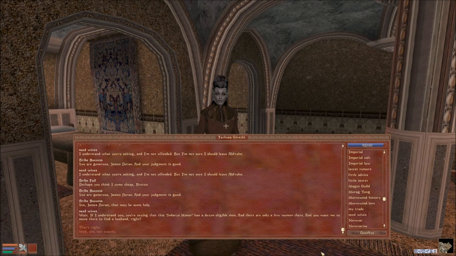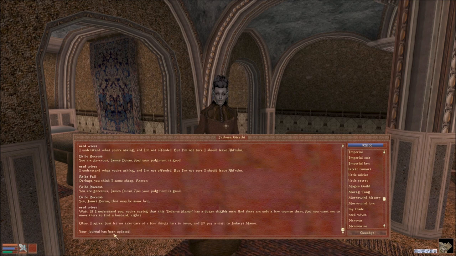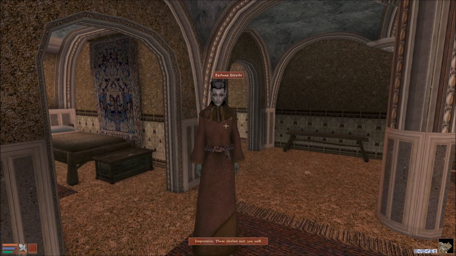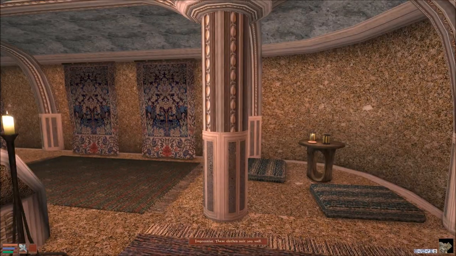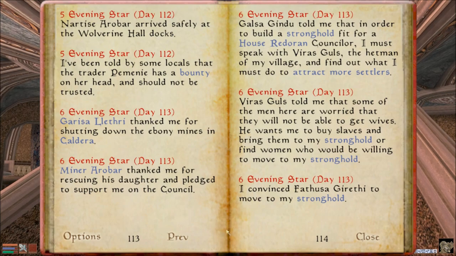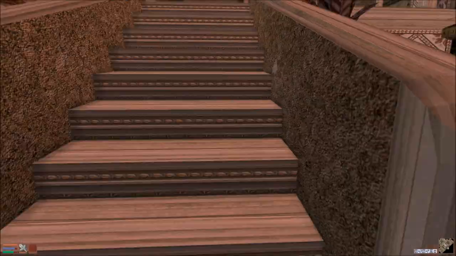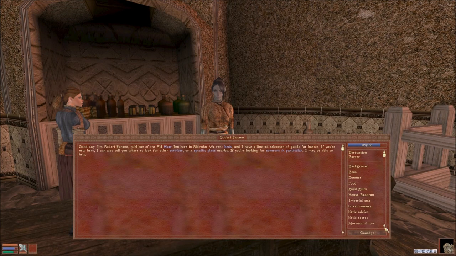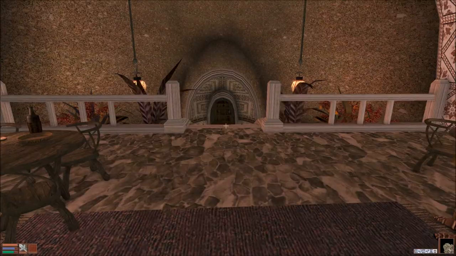Okay, so it didn't take me too long, but I got her up to 92 by bribing her with gold. If I understand you saying that this Indorous mayor has a dozen eligible men, there are only a few women there, and you want me to move right there to find a husband? Yes! Just let me take care of a few things here, and I'll pay a visit to Indorous Manor. Impressive. These clothes suit you well. Don't they? Okay, so do I just need the one? Do I need to do anybody else? Okay, so I'll meet you back in Bal-Isra then.